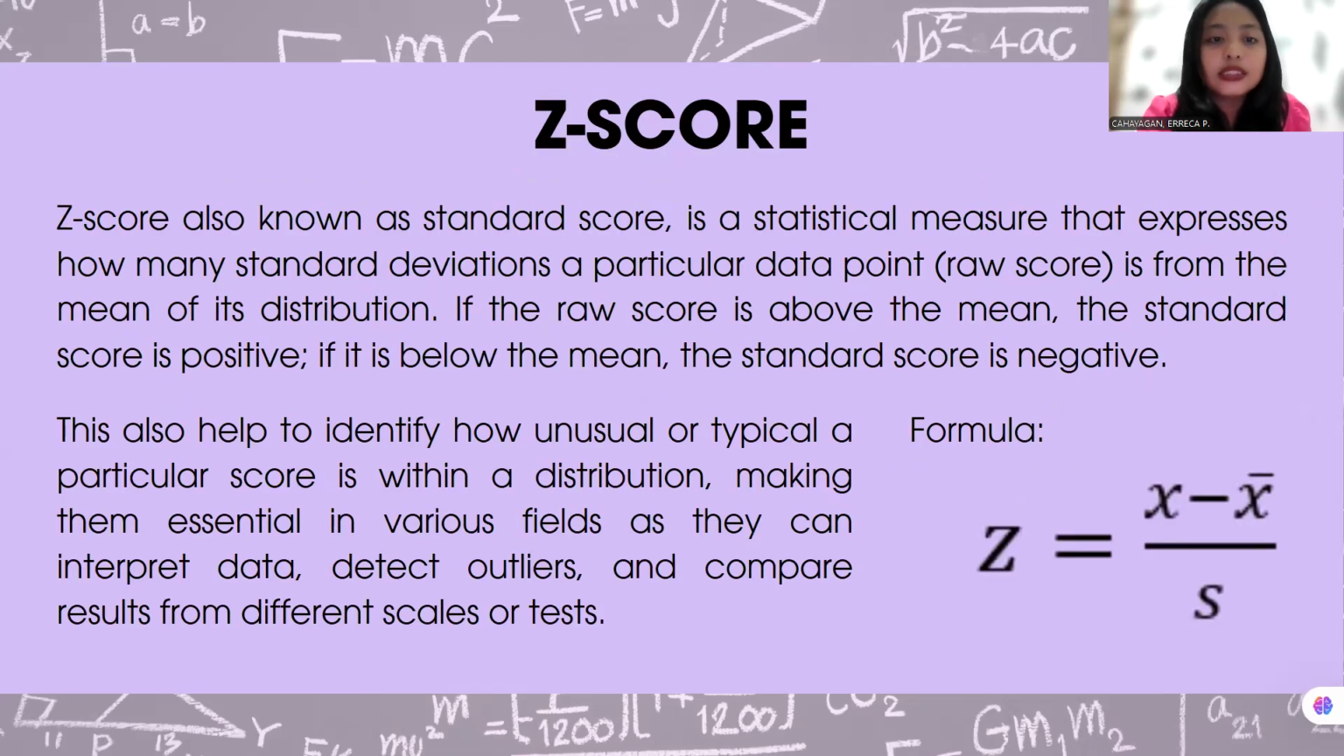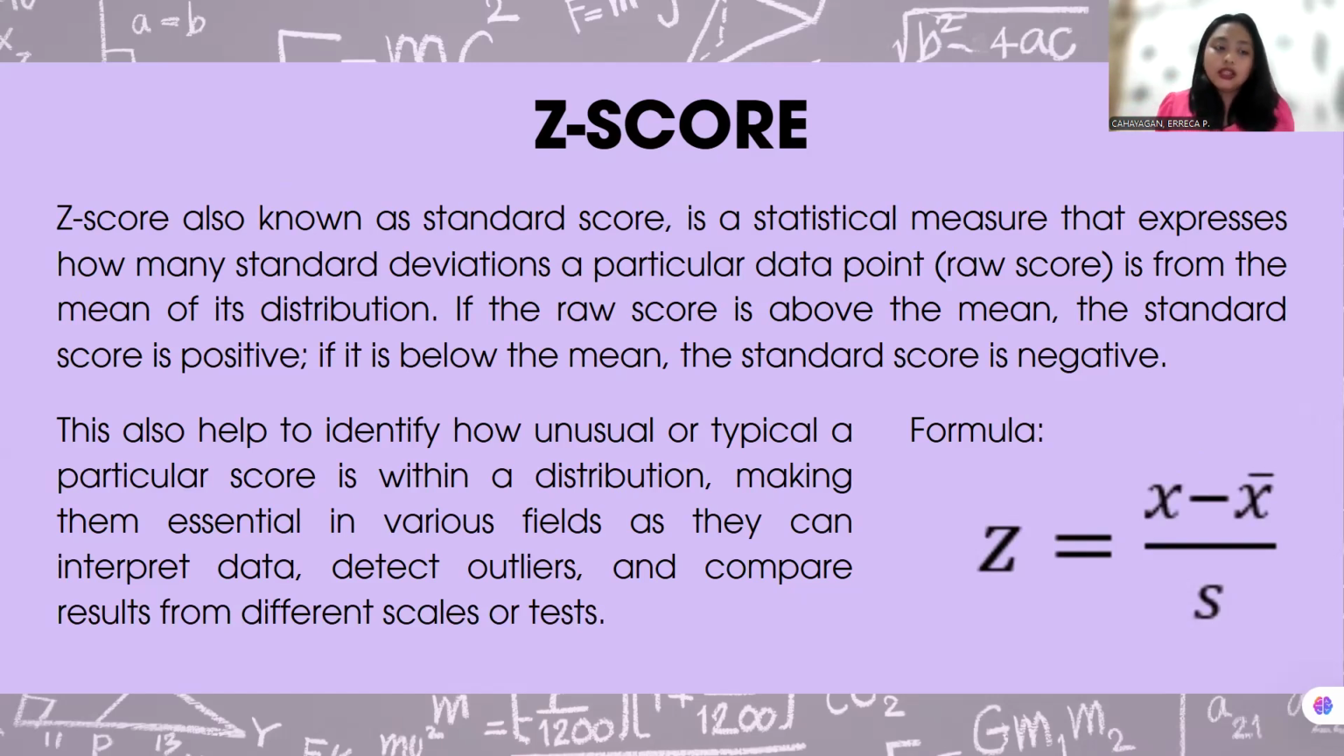So next is the z-score, which is also known as the standard score. It's a statistical measure that expresses how many standard deviations a particular raw score is from the mean of its distribution. If the raw score is above the mean, the standard score is positive. If it's below the mean, the standard score is negative. So this z-score is like the formula of a standard score. And this is the first score you need to solve so that you can proceed to the transformed score, or t-score, the stanine score or standard nine score.